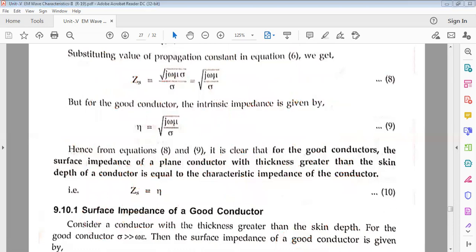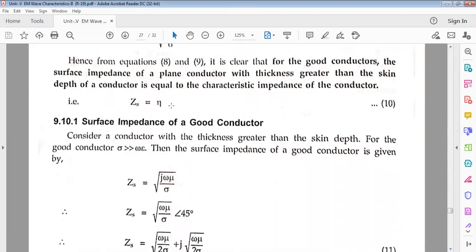Now the surface impedance for a good conductor, until then we completed this one, ZS is equal to eta. Surface impedance for a good conductor: consider a conductor with thickness greater than the skin depth. For the good conductor, sigma is very much greater than omega epsilon. Then the surface impedance of a good conductor is given by ZS is equal to under root of j omega mu by the sigma. Okay, we need to find the surface impedance of a good conductor.